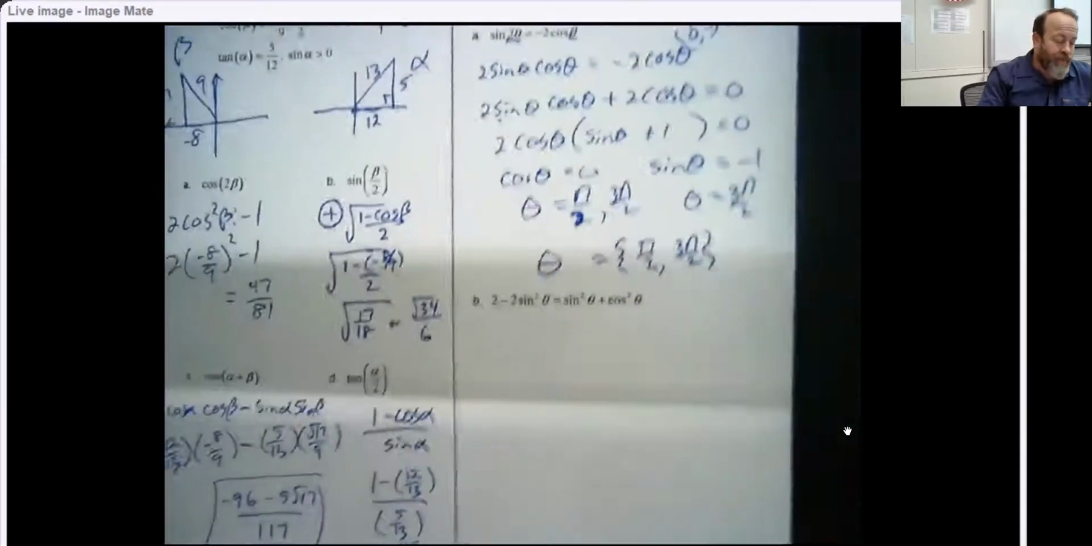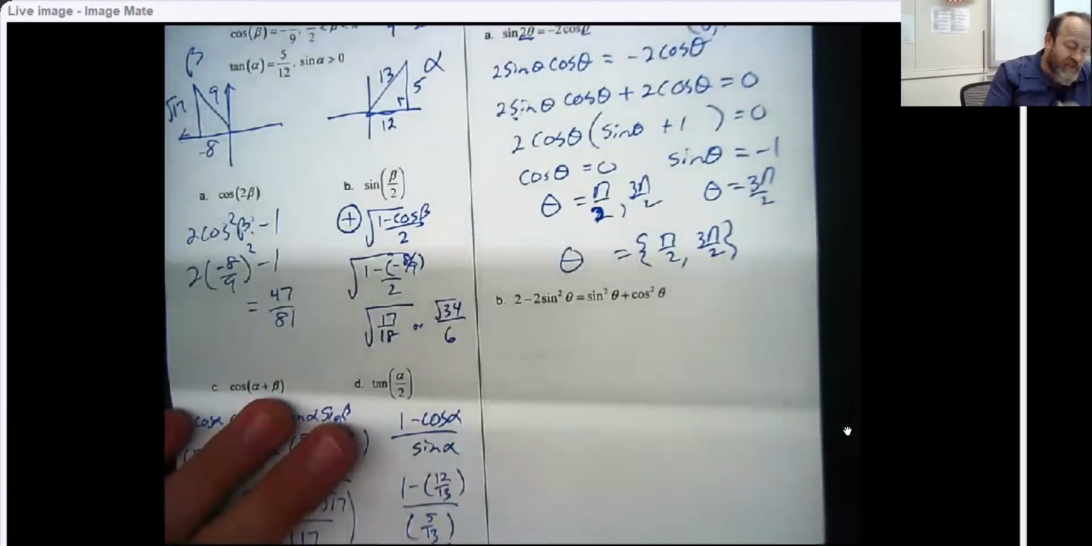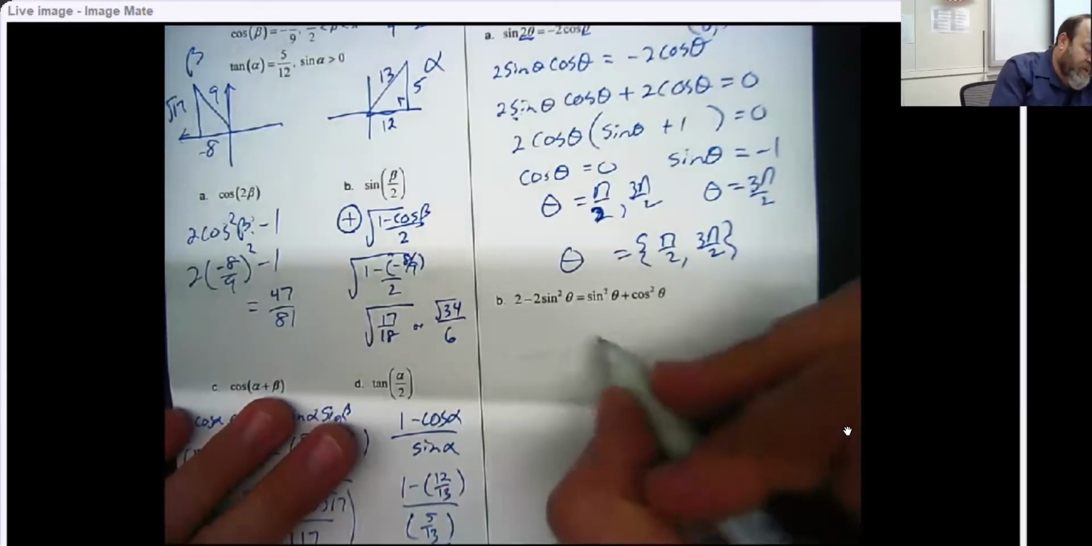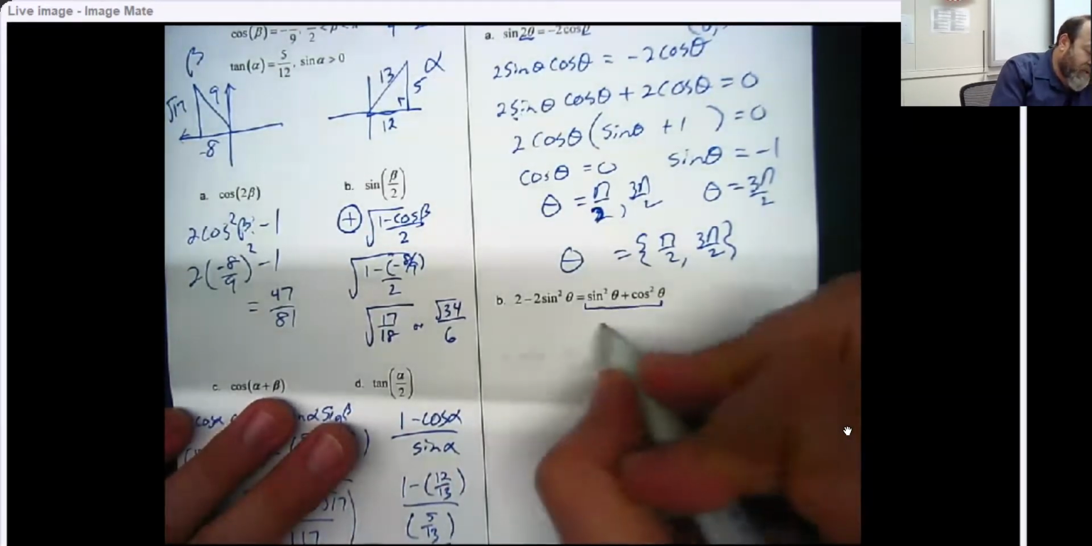So moving on, when we look at letter B here, it's asking where are those equal. Well, the first thing that jumped out at me is that is a number 1.